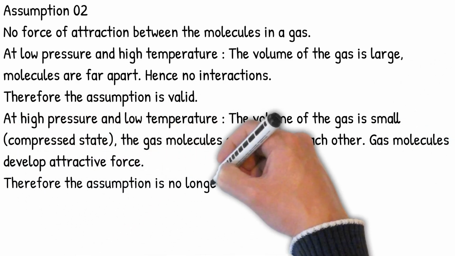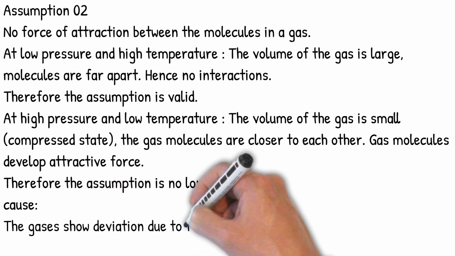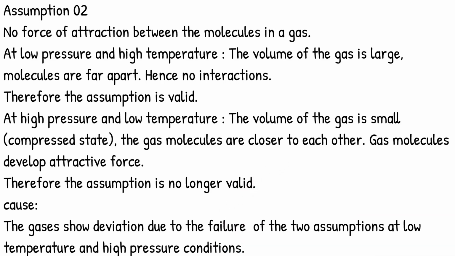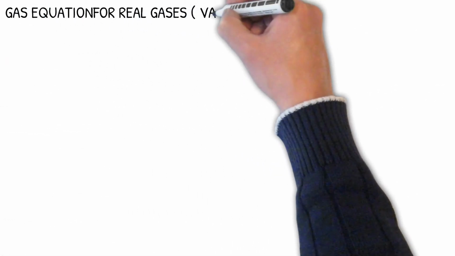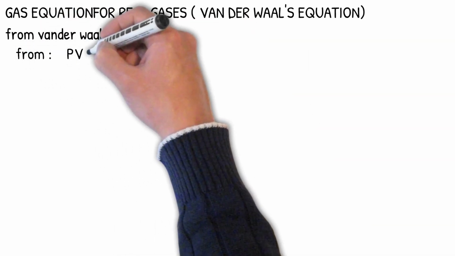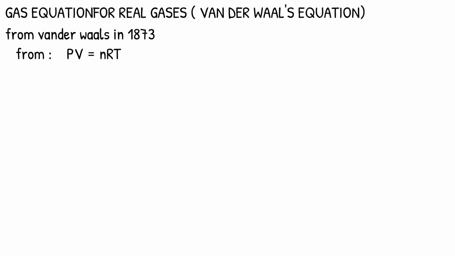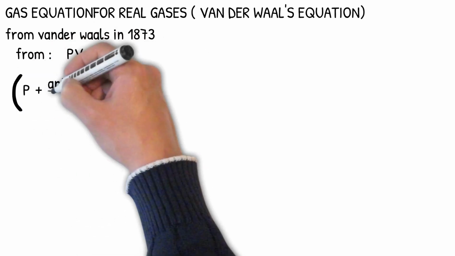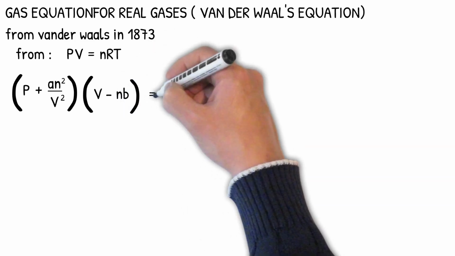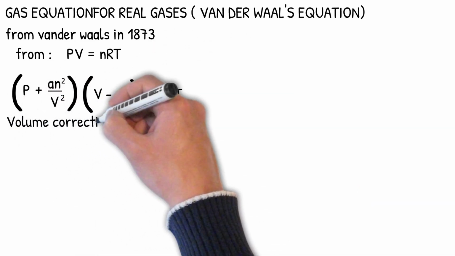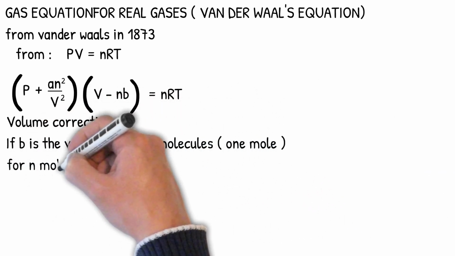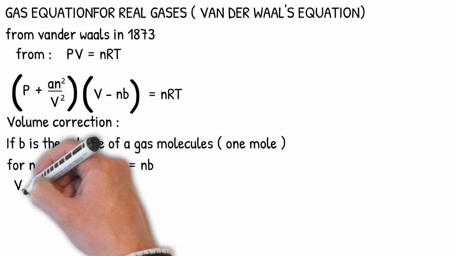So, the cause is that gases show deviation due to the failure of the two assumptions at low temperature and higher pressure conditions. Gas equation for real gases: the Van der Waals equation. From the ideal gas equation PV equals nRT, Van der Waals in 1873 gave the equation (P plus an² divided by V²) times (V minus nb) equals nRT. Volume correction. If b is the volume of the molecules in 1 mole of a gas, then for n moles of a gas, the volume equals nb. Volume correction equals V minus nb.